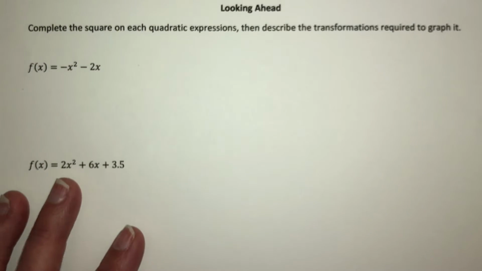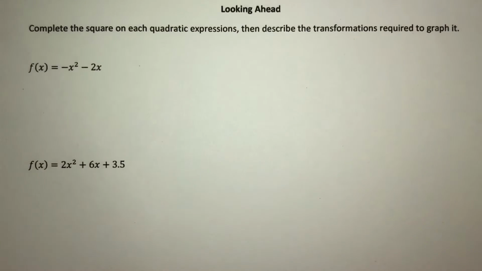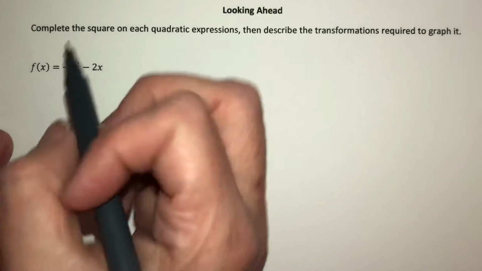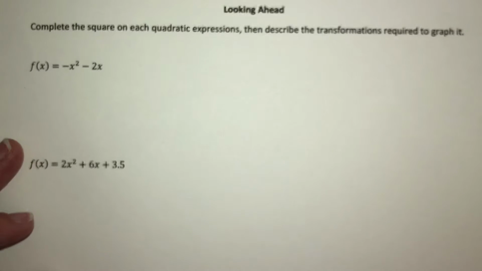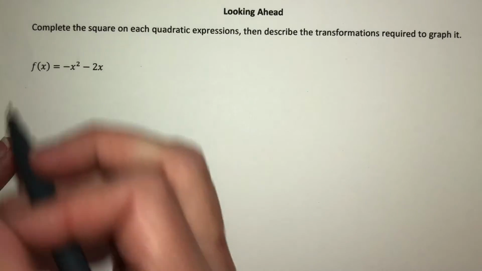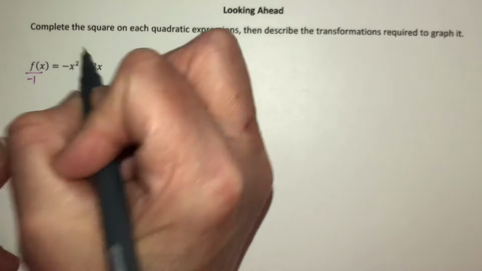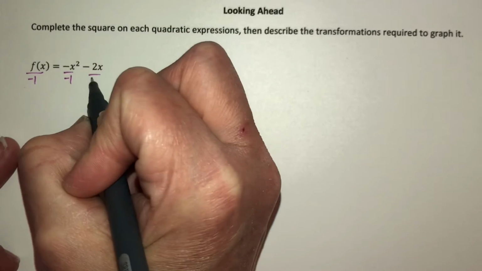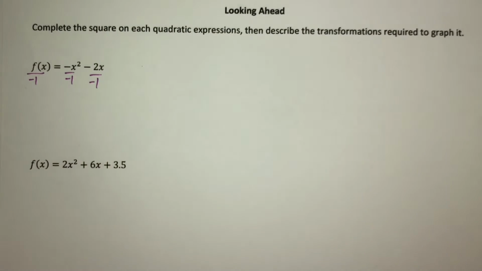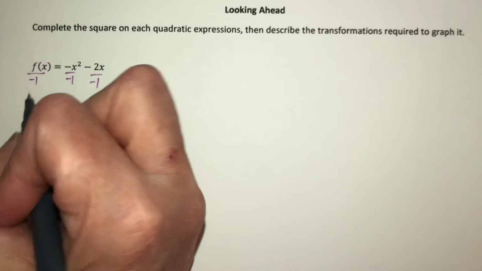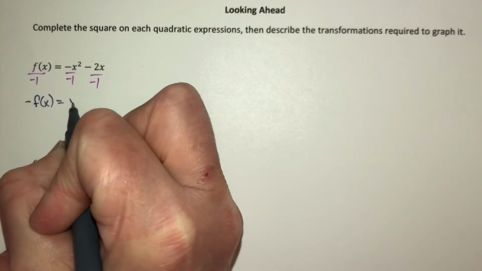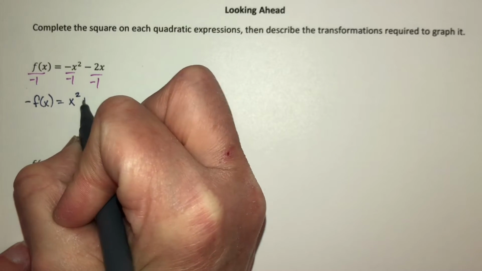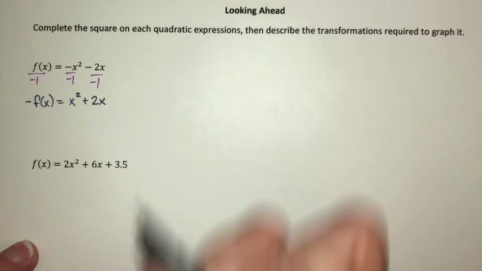equals back, okay? Well, the first thing you need whenever you're going to complete the square is the number in front of your square term cannot be anything other than 1. So I need to divide everything by a -1. So what I have right now is negative f of x is equal to x squared plus 2x.